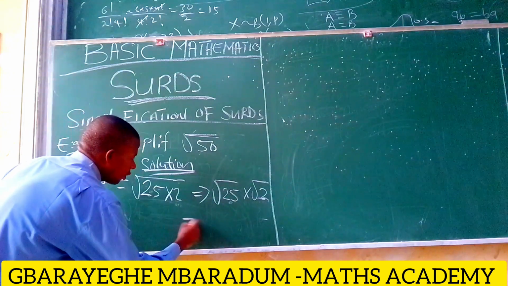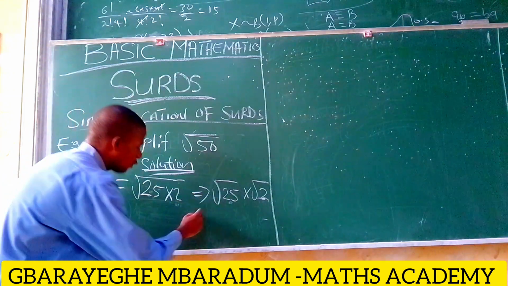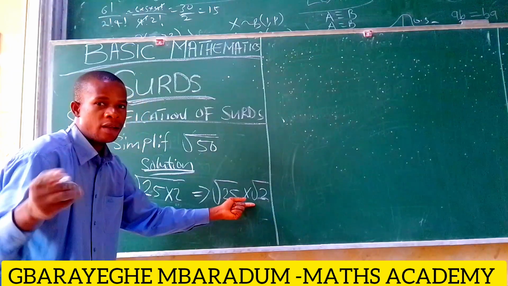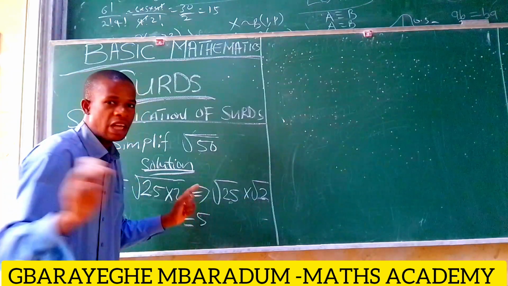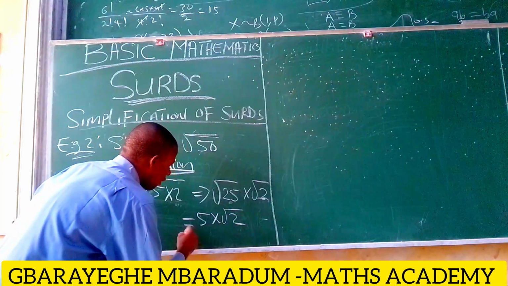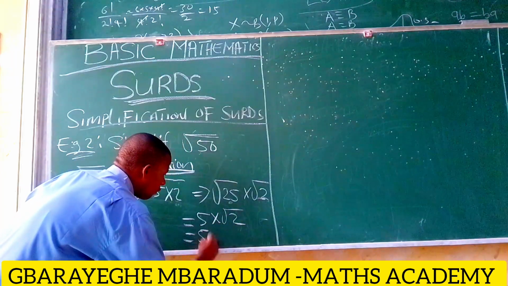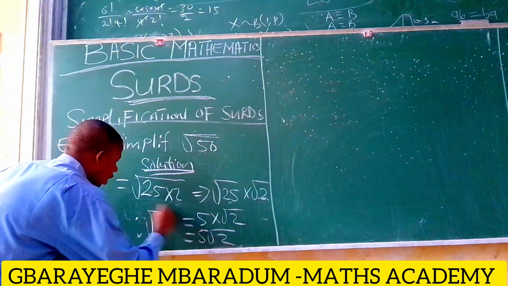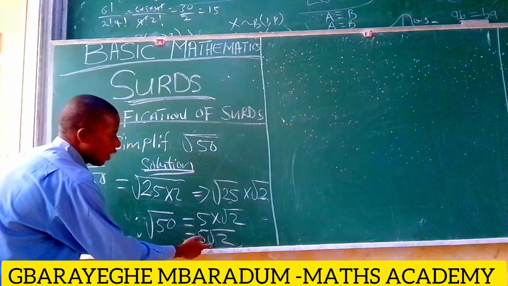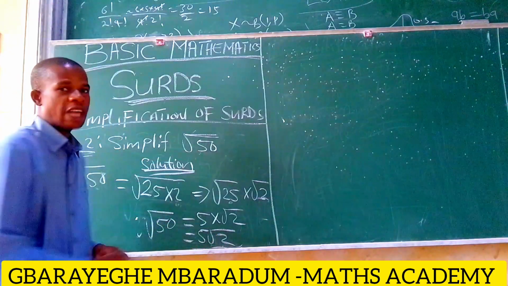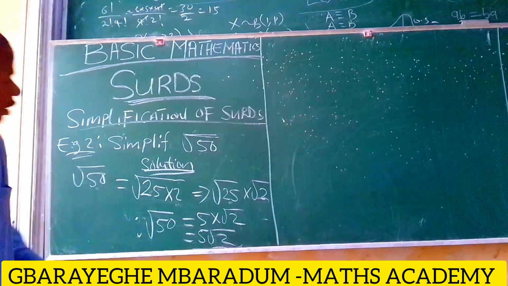Now this implies that the square root of 25 is 5, right? The square root of 2 will give us a decimal number, so because of that, we leave it in that form, multiplied by the square root of 2. So our final answer becomes 5 root 2. Therefore the square root of 50, when we simplify, is going to give us 5 root 2. That is how to simplify this kind of question. Now let's look at the third example.